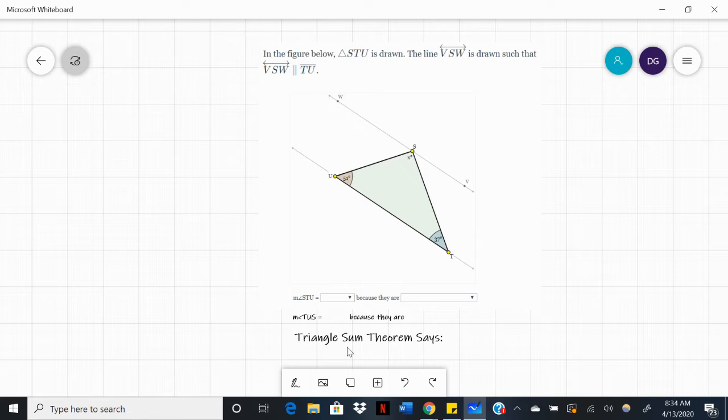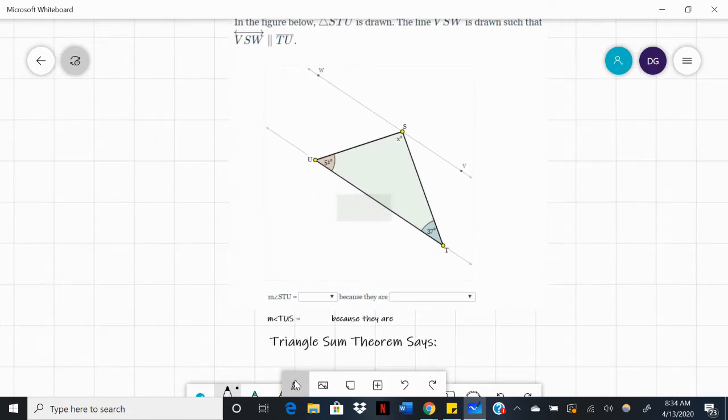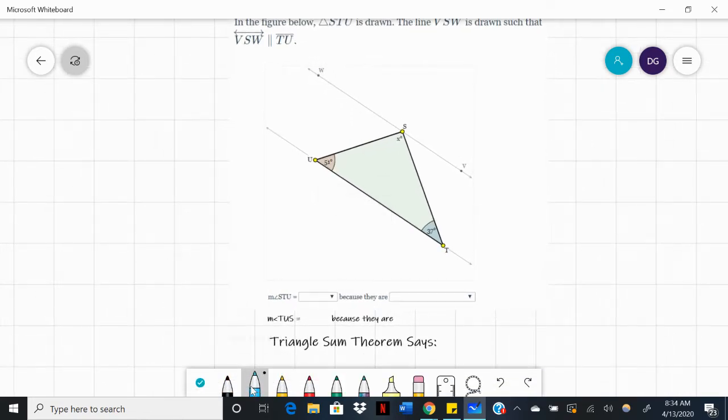Okay. So we're looking for STU. To find that measure of angle, we want to start at the first letter, S, go to the second letter, T, and then to the third letter, U. So that would be this 37-degree angle right here.